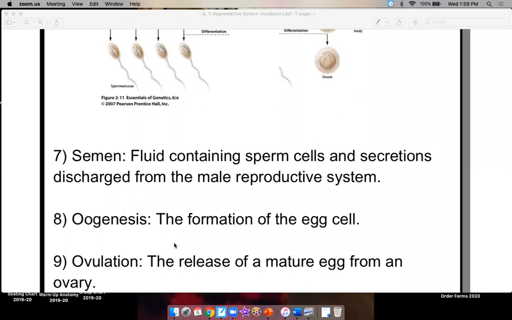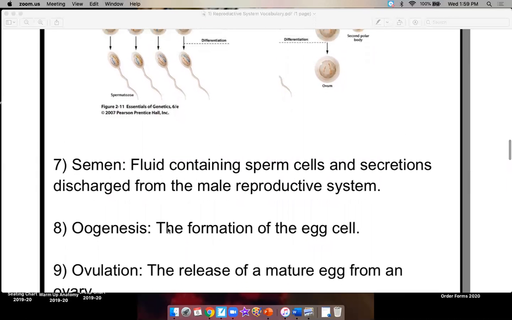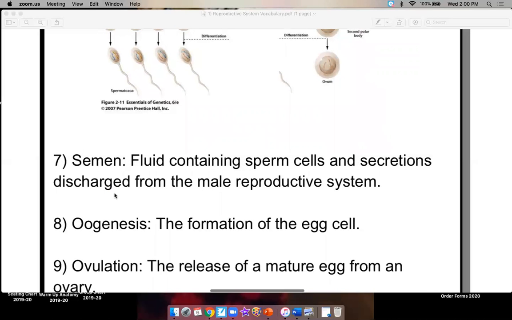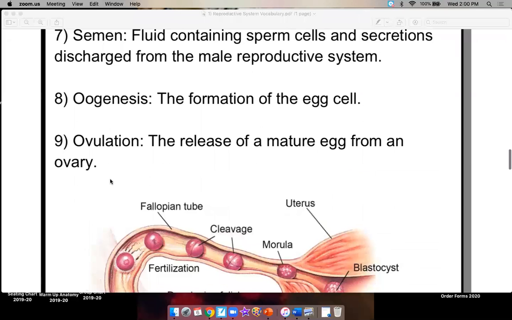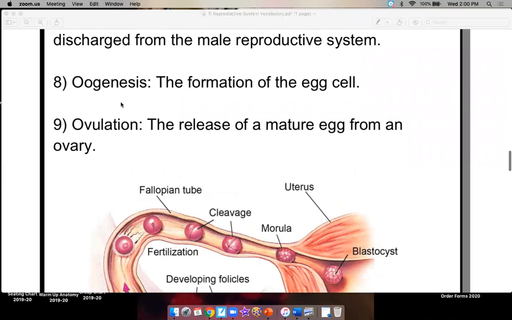Semen is a fluid containing sperm cells and secretions discharged from the male reproductive system. Semen is the fluid that is filled with sperm. The fluid itself actually has its own name called seminal fluid, the fluid of semen. Semen is the combination of those two things, seminal fluid and sperm. It has to be together in order to be transported. Sperm cannot transport by themselves. They need the seminal fluid to be transported out of the body. So semen is that combination.